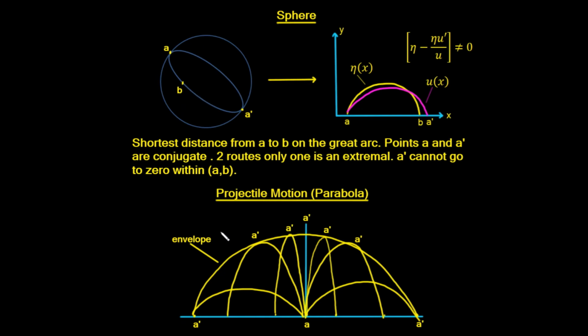Now the second example is projectile motion. So we can think about this as, if you like, an old-fashioned cannon.